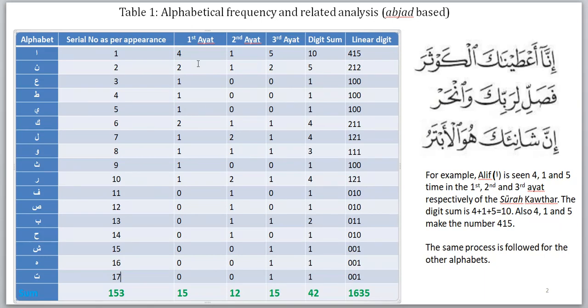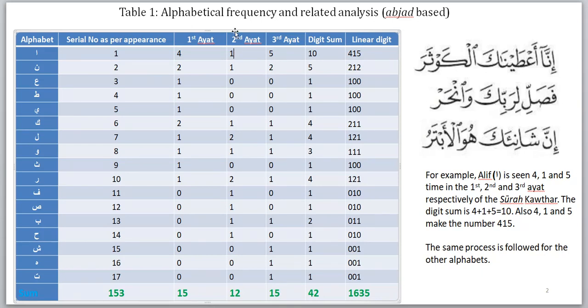In the first ayat, we see that alif appears 4 times. For example, here there is alif, inna a'atayna: alif is one, two, three. Then if we go there, it is also alif. So four alifs are actually found in the first ayat. Therefore, in the first ayat, the number of alif is four. In the second ayat, we see that there is only one alif: Fasalli li rabbika wanhar. So alif will be just one in the second ayat.